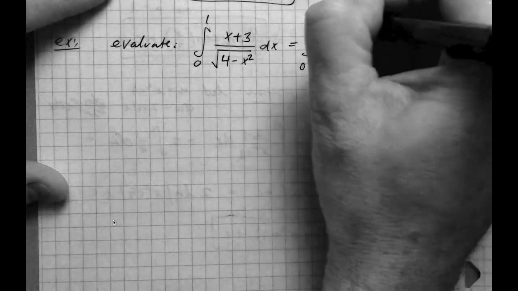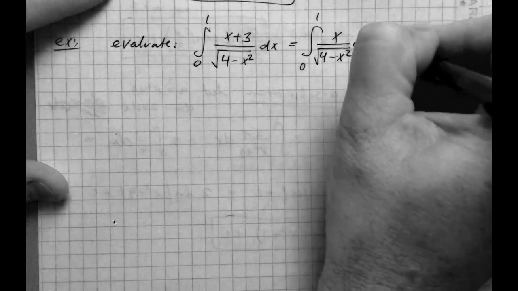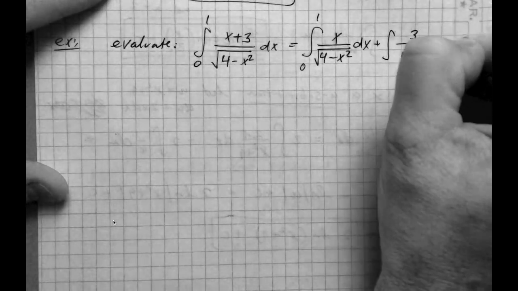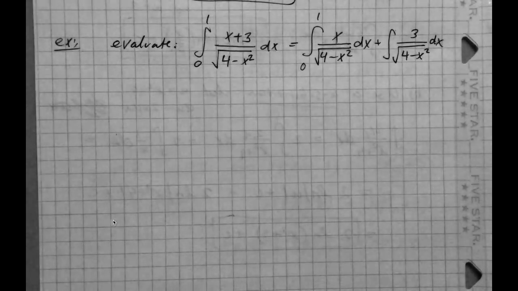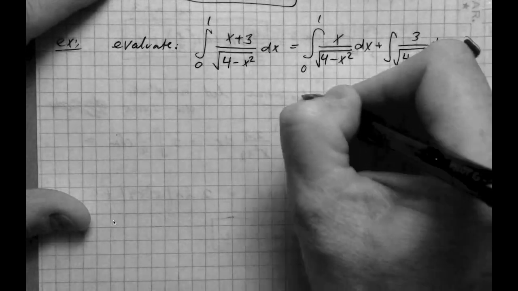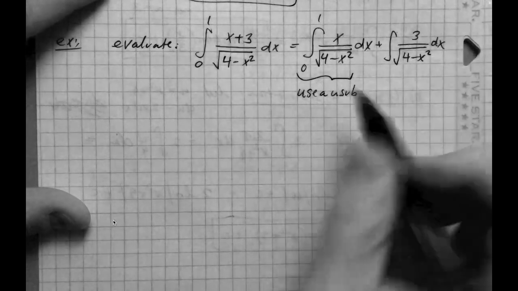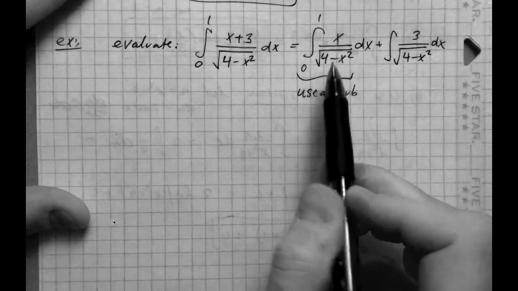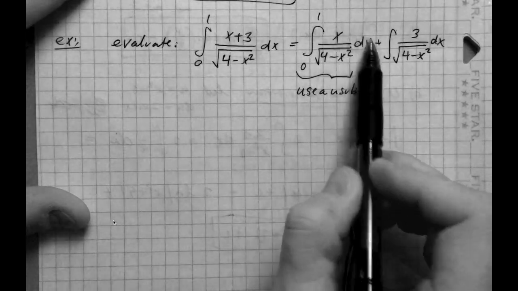So you have the integral from 0 to 1 of x over the square root of 4 minus x squared, plus the integral of 3 over the square root of 4 minus x squared. Right, so you can break it up like that. And so for this first part, we can use a u substitution. Letting u equal 4 minus x squared means that du is equal to negative 2x dx, which we can negotiate with this numerator.